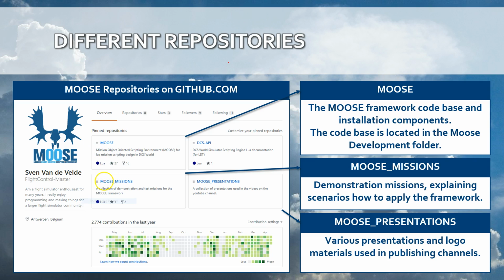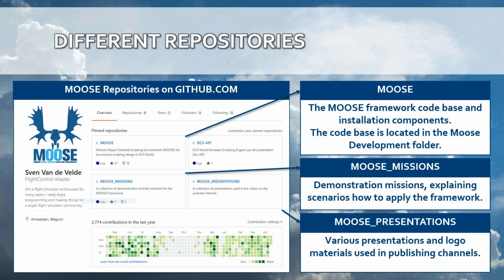The next repository is the Moose missions repository, which contains the demonstration missions that explain how to apply the Moose framework while designing your missions, and various scenarios have been explained in this repository, documenting how to apply the Moose classes to realize those scenarios. The third repository is the Moose presentations repository, which contains various publishing materials as well as the presentations that have been used creating these kind of explanation videos on YouTube.